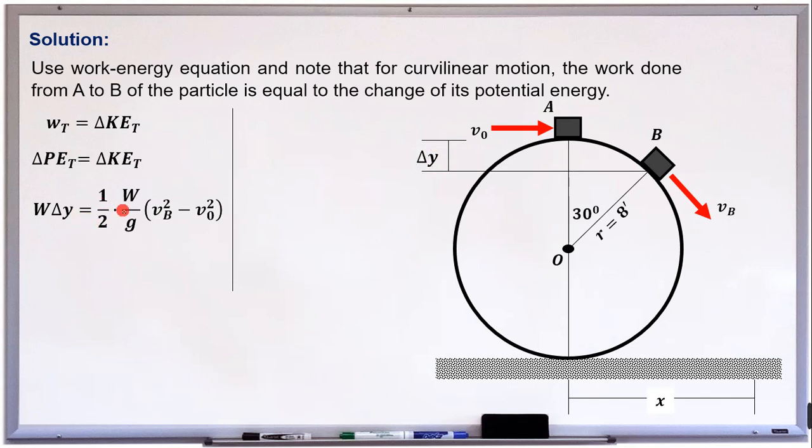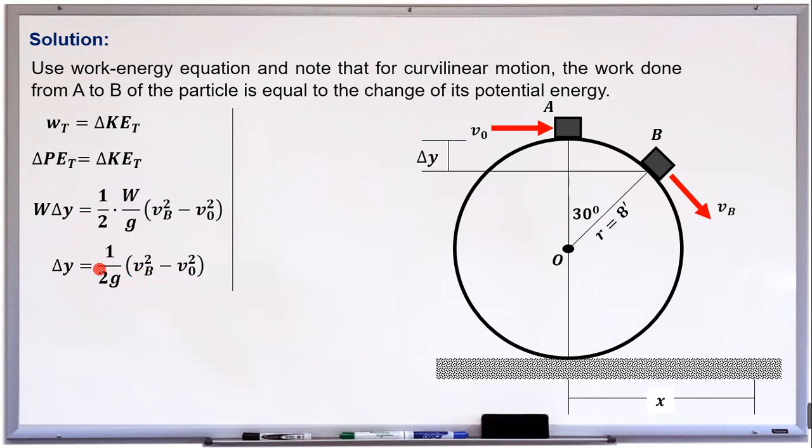So that is equal to 1/2 times mass times the difference of the squares of the final and the initial velocity of this particle. So we have here VB squared minus V naught squared. Next, the weight, as you can see, will be cancelled out on both sides of the equation, leaving delta y is equal to 1 over 2g times VB squared minus V naught squared.